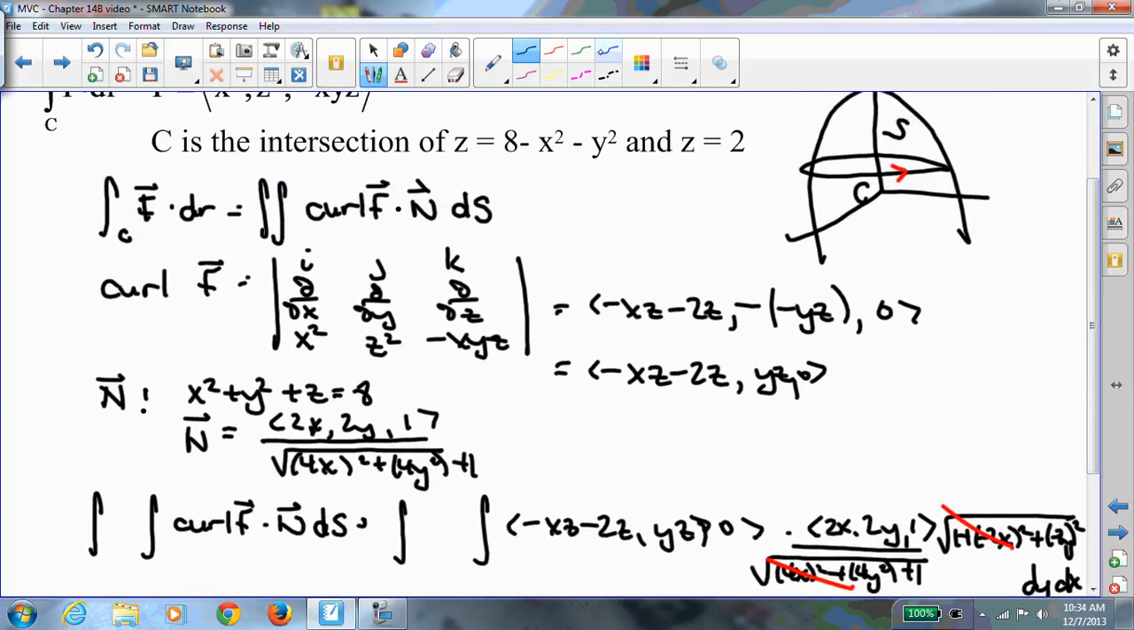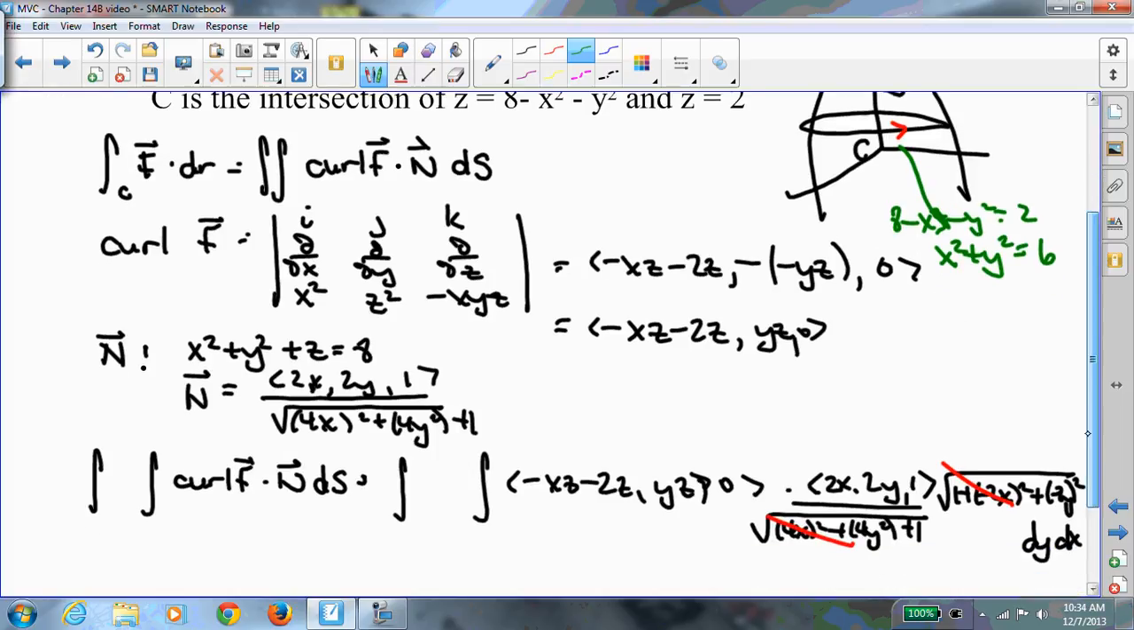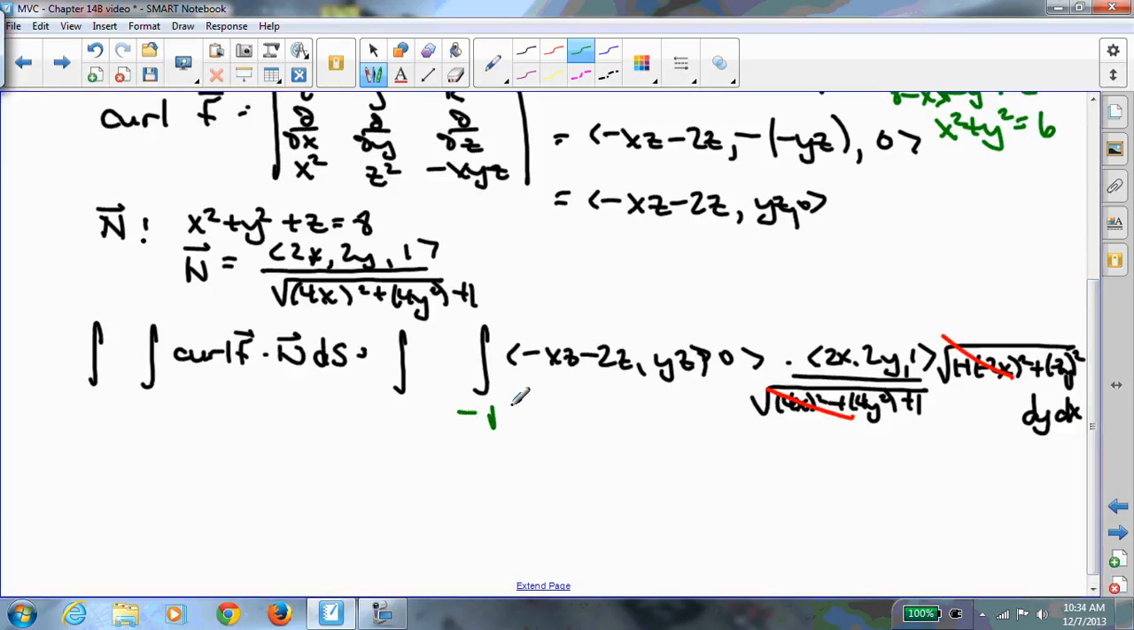Alright, so I need to find the equation of the projection, and the projection would be the intersection between the paraboloid and z equals 2. So intersecting the paraboloid and z equals 2, I'm going to get x squared plus y squared equals 6. Let's make sure. 8 minus x squared minus y squared equals 2. So x squared plus y squared equals 6. So we will make y go from negative square root of 6 minus x squared to the positive square root of 6 minus x squared, and x go from negative root 6 to root 6.